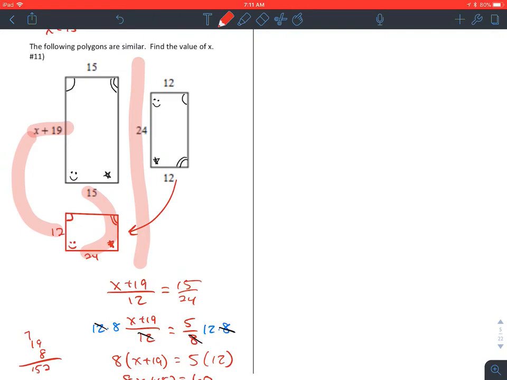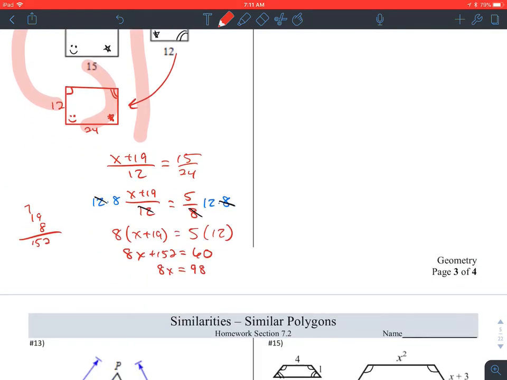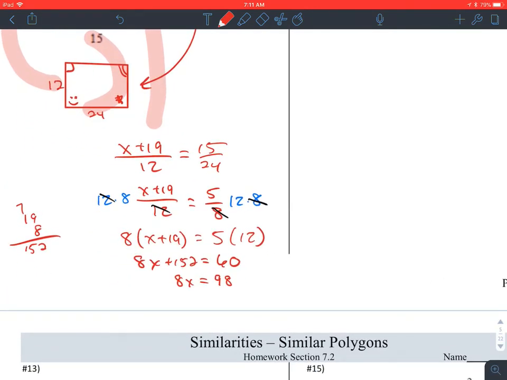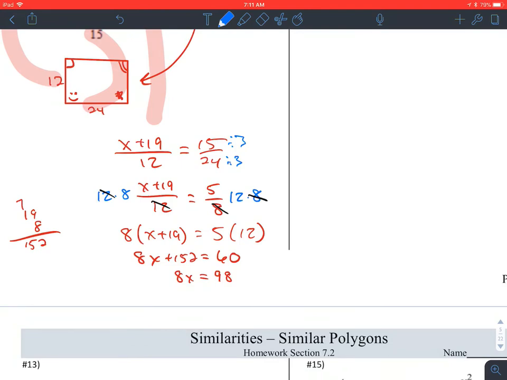19 plus x over 12, 15 over 24. Can divide both of these by 5. Oh, I can't divide, no, divide them by 3. That wasn't my mistake. Gives me 5 over 8. 8 times 19 is 152. That works. Alright, so I guess this is just what it is.